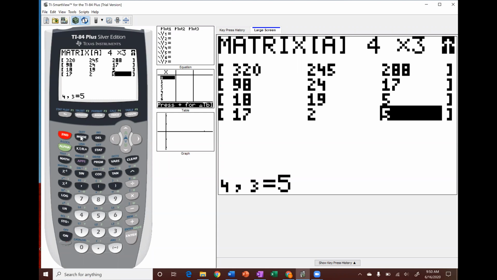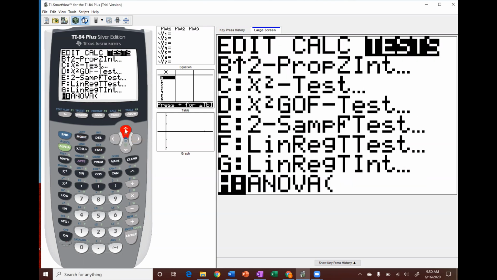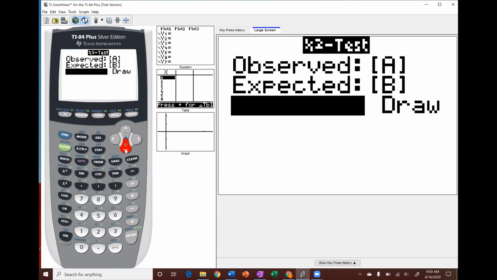I'm now going to quit out of that screen, and I'm going to go to stat, tests, and near the bottom, you'll see something that says chi-squared test, and everyone should have this. So this is as simple as could be. Once you've entered your data into your observed matrix, you're going to just choose a matrix to be your expected. You don't have to enter anything into matrix B. The calculator is going to do that for you after you press the calculate button. So the calculator is going to paste the expected numbers into matrix B.